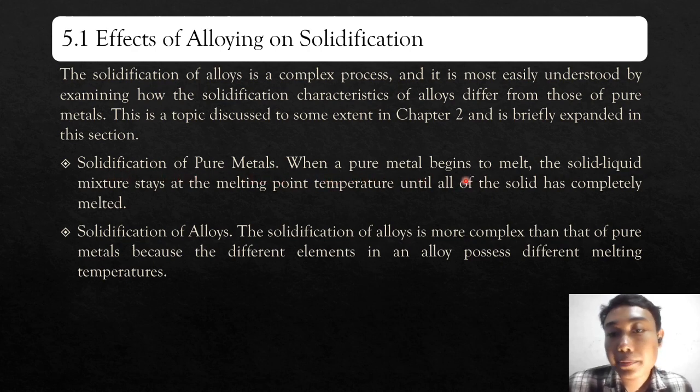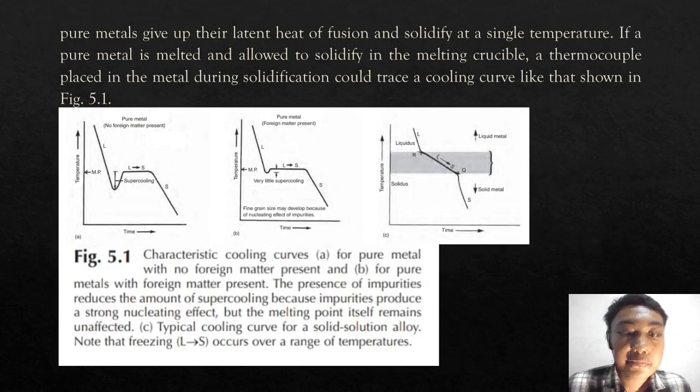When a pure metal begins to melt, the solid-liquid mixture stays at the melting point temperature until all of the solid has completely melted. Second, solidification of alloys. The solidification of alloys is more complex than that of pure metals because the different elements in an alloy possess different melting temperatures. Pure metals give up their latent heat of fusion and solidify at a single temperature.